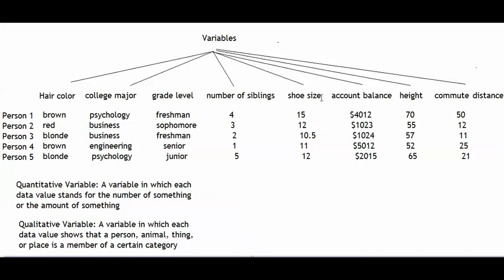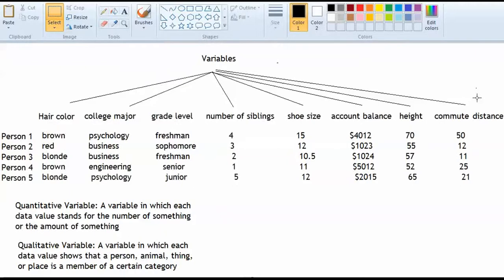So variables like driver's license numbers, jersey numbers, and social security numbers are qualitative variables because the data values are only labels for people, animals, or things. The data values don't stand for the number of something or the amount of something. Let's talk about two different types of quantitative variables. A quantitative variable can be either a discrete variable or a continuous variable.